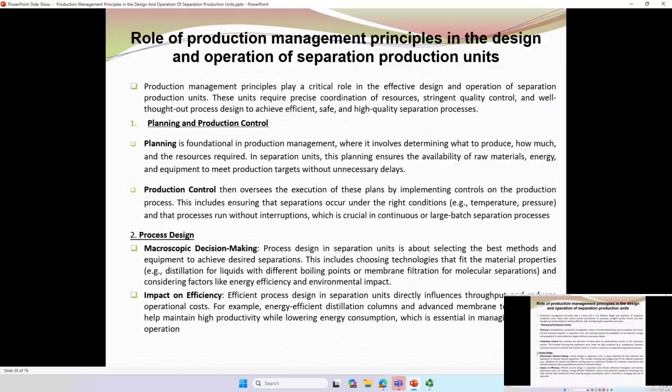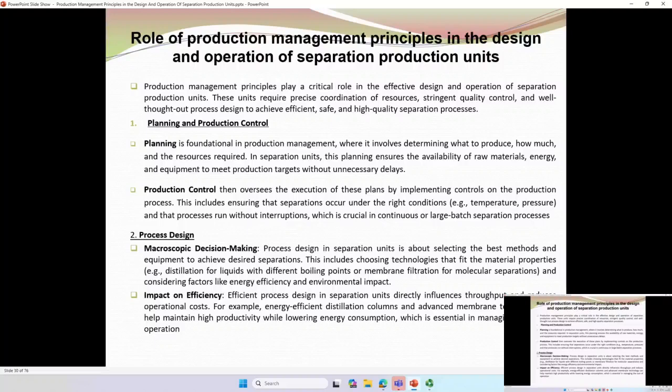Now, process design in a separation unit is about selecting the best method and equipment to achieve the desired separation. Now, I gave you process design elements, right? For your projects, you need this too. You need production management too under this. Because in process design, you need to select the best method.